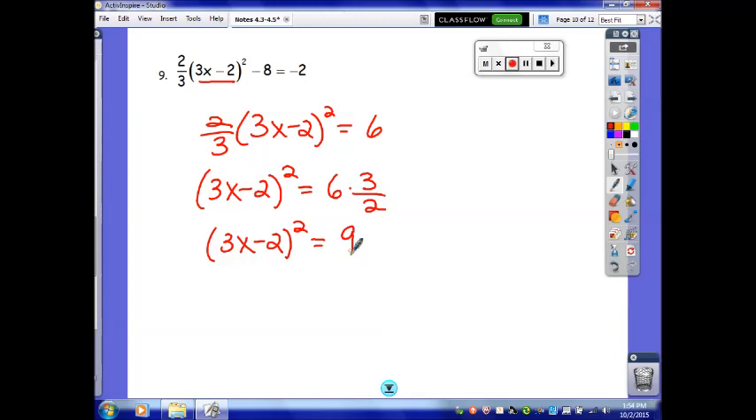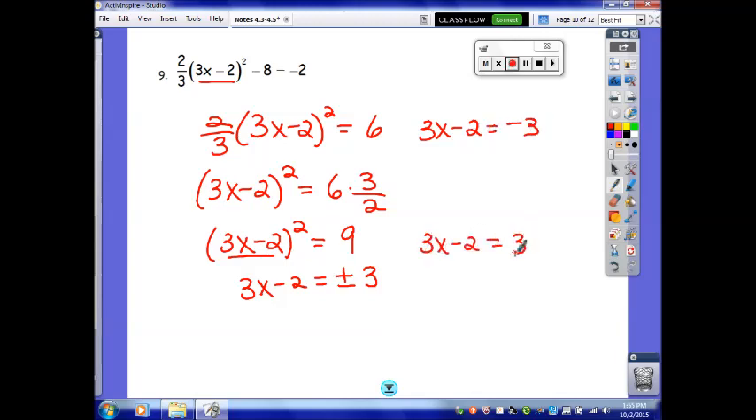All right, my goal is to get this by itself, so I need to get rid of that square. So I'm going to square root both sides. We're square rooting, that means I need a plus or minus the square root of 9, which is 3. All right, here again, break this into two separate equations. So you're going to have 3x minus 2 is equal to negative 3, and 3x minus 2 is equal to positive 3. All right, solve.